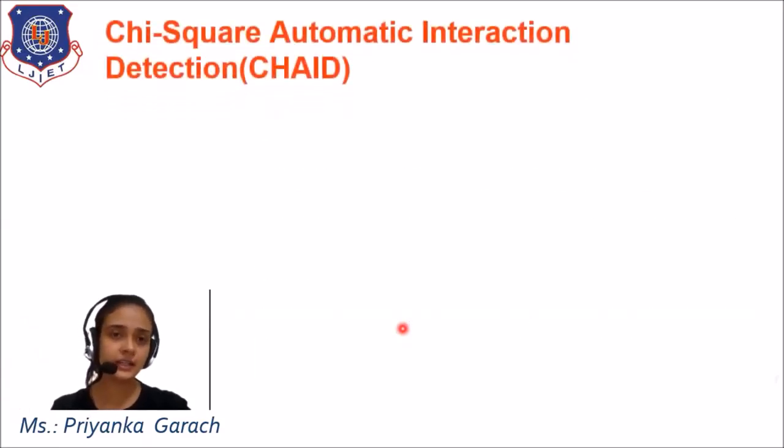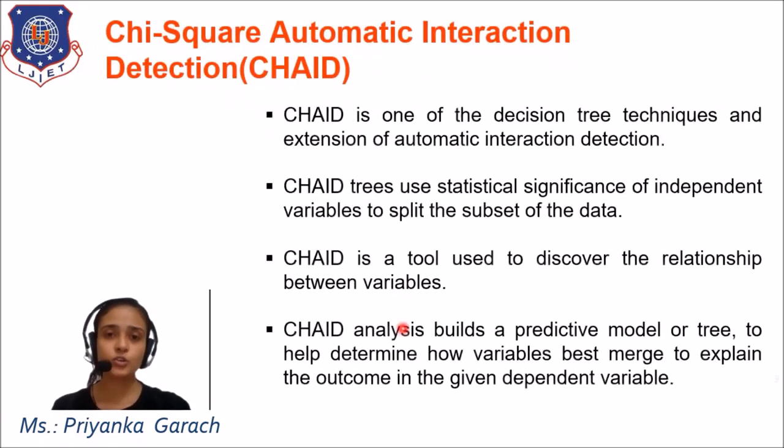Now let's understand the chi-square automatic interaction detection, that is the CHAID. It is one of the decision tree techniques. It means there are many decision tree techniques available. We will see first the CHAID, and then we will see the CART decision tree in our next video lecture. So let's understand the CHAID here.